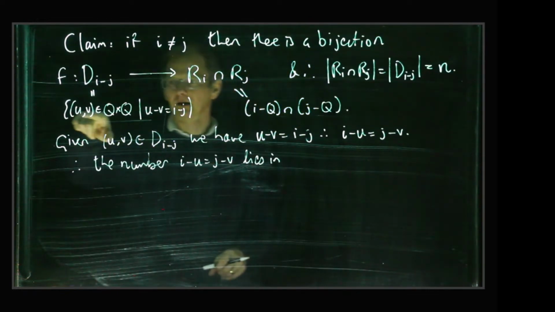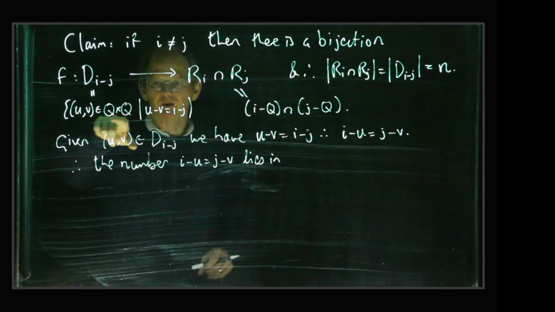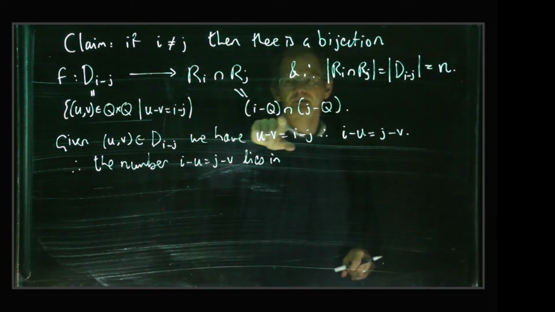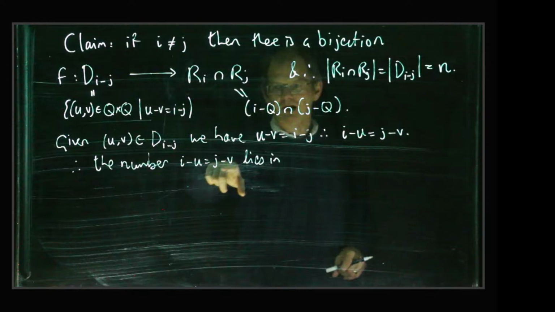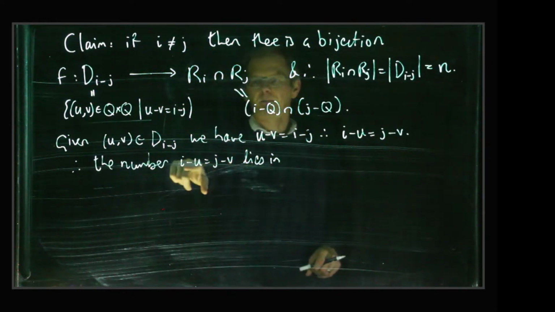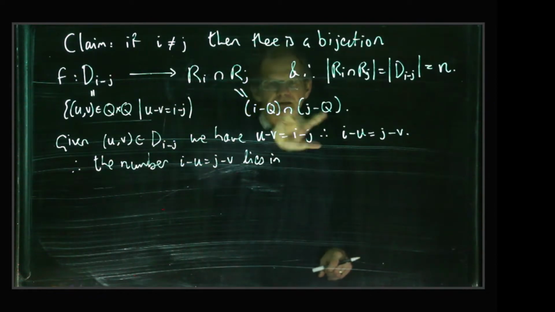Because remember here, u and v were both elements of Q. So this i - u is an element of i - Q, which is R_i, and this element j - v is an element of j - Q, which is R_j, and because these elements are the same, they lie in this intersection.